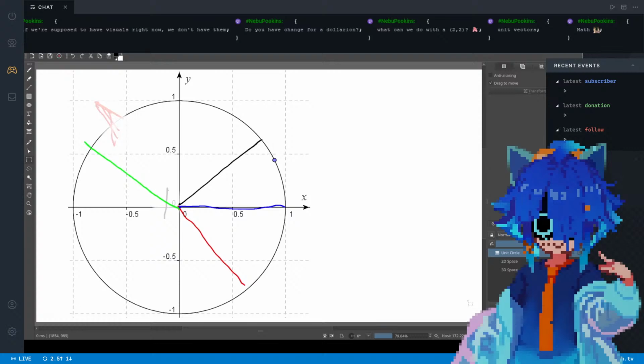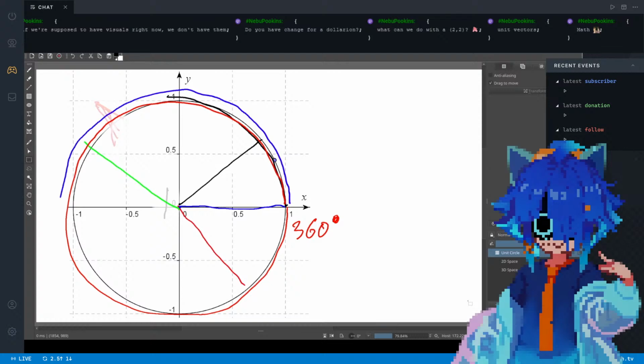Most people get taught in school that you can have 360 degrees to go all the way around a circle, which would then imply that you can have 180 degrees to go halfway around a circle. That means that this blue vector is at both 0 degrees and at 360 degrees, since it wraps around.